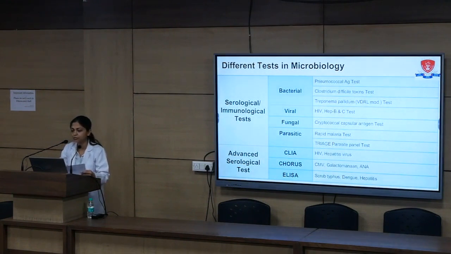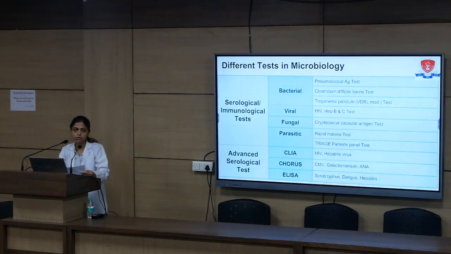Then for virus, we have markers like HIV, viral marker rapid test. For fungus, we have cryptococcal capsular antigen test. For parasitic infections, we have rapid malaria kit, trias parasite panels, in which we detect 3 parasites on a single rapid test. Then we have advanced serological tests, which include CLIA, that is chemiluminescence immunoassay, Chorus, ELISA, etc. Why are they advanced? Because initial serological tests give us only the qualitative result, like in the form of reactive or non-reactive or positive, negative, but we don't get the exact numbers.